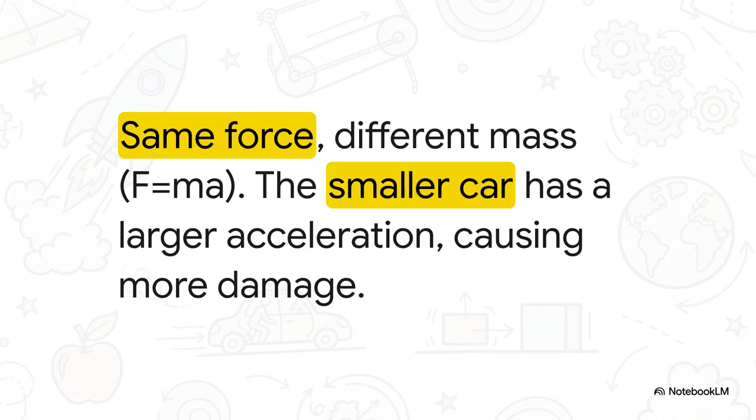Well, it all goes back to our master key, F equals m times a. Since they both feel the same F, the object with the smaller m, the car, has to experience a much bigger a, a huge acceleration. And that massive, violent change in motion is what does all the damage.